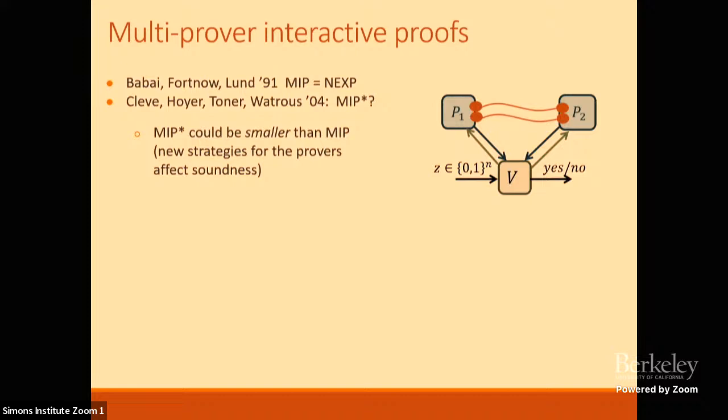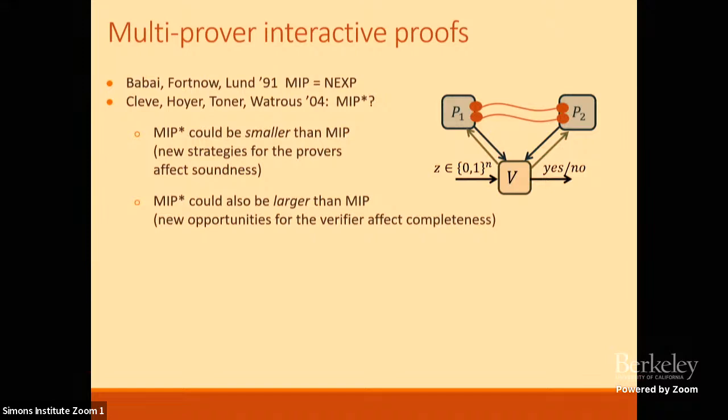On the other hand, your verification procedure knows this. So maybe you can use it to your advantage. If the provers are more powerful in a way, they have different correlations, maybe we can develop new tests that would affect the completeness of my proof system. And I'd be able to verify things that I wasn't able to verify before. Okay, so this is also something a little bit more strange, but it could be happening.